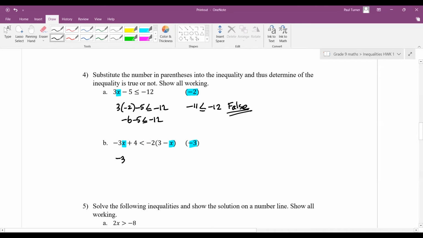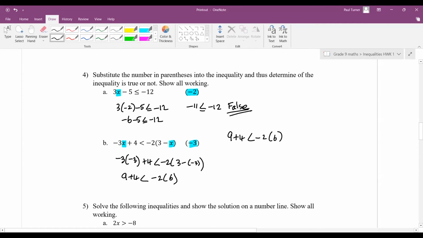We're going to have -3 times -3 plus 4 less than -2, 3 minus -3, like that. So then we'll multiply this side. We'll get 9 plus 4 less than -2 times, oh, let's actually just do that bracket first. So -2, 3 minus -3 will be 6. And then we'll add those numbers there. So 9 plus 4 less than -2 times 6.